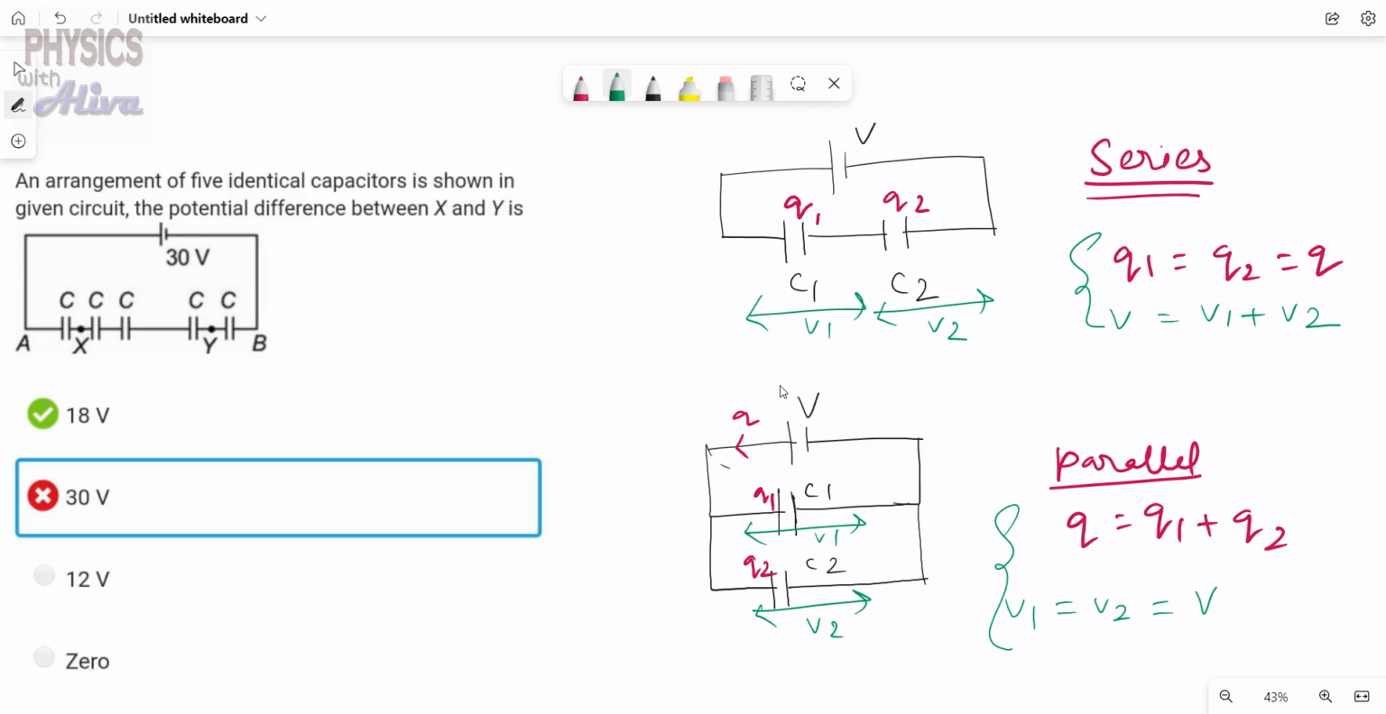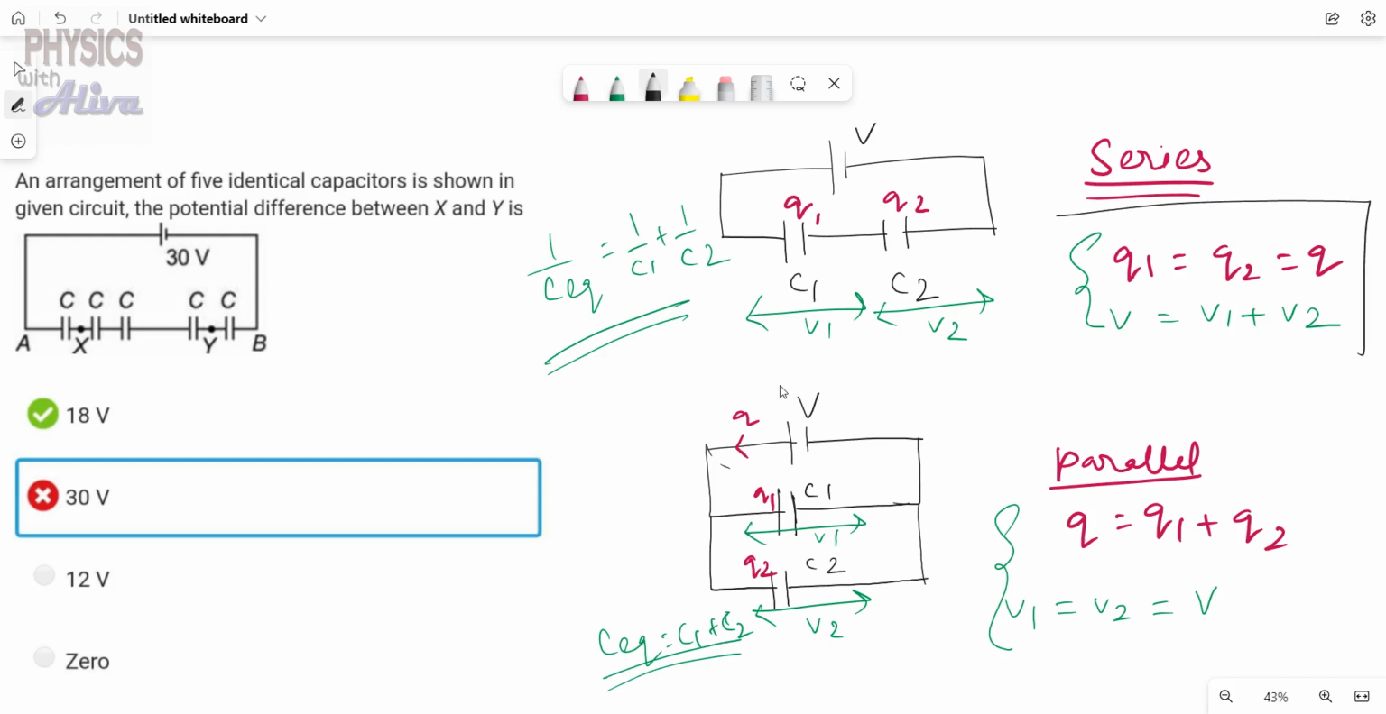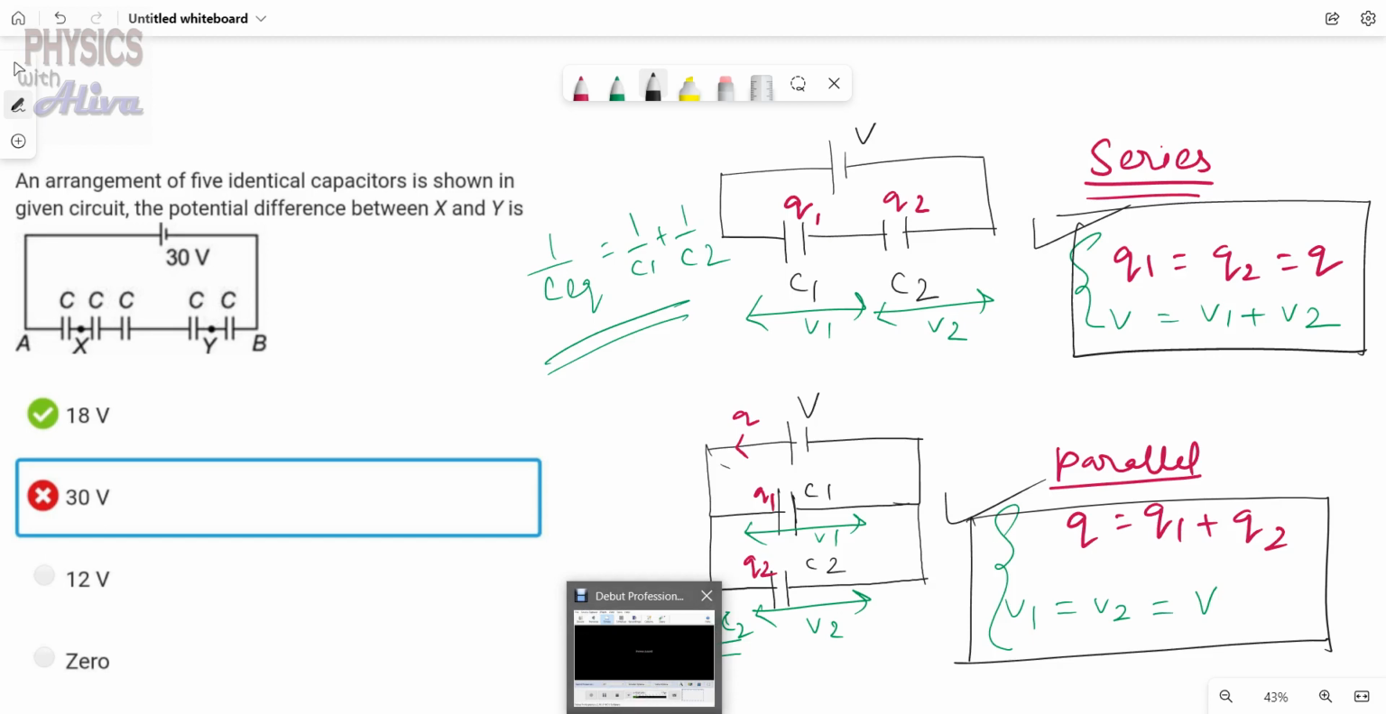For many problems, this will be helpful to you. And we all know the equation of C equivalent. For series, 1 by C equivalent is equal to 1 by C1 plus 1 by C2. And for parallel, C equivalent equals C1 plus C2. We all know the C equivalent equation, but many of you do not know these other equations, so you have to remember them also. This will help you in many problems. Okay, now I will start today's problem. This concept will be helpful to our problem.